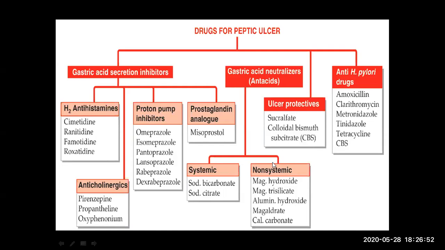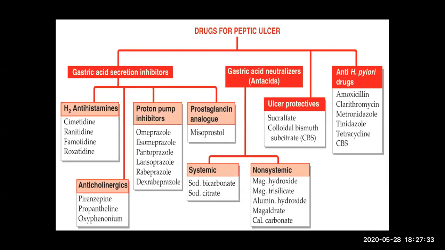Under the gastric acid secretion inhibitors, the first group is antihistaminics. You must have known about antihistaminics. There are mainly two types of receptors for histamine, H1 and H2. H1 antihistaminics are used mainly for inhibiting the secretions, that is, they are used for common cold. Whereas the H2 receptor is present in the stomach, so inhibiting these receptors will inhibit the gastric acid secretion. Examples of H2 antihistaminics are cimetidine, ranitidine, famotidine, and roxatidine.